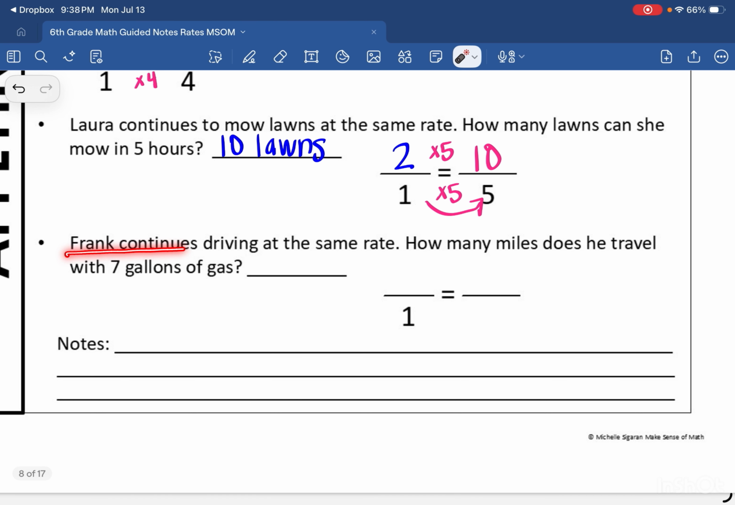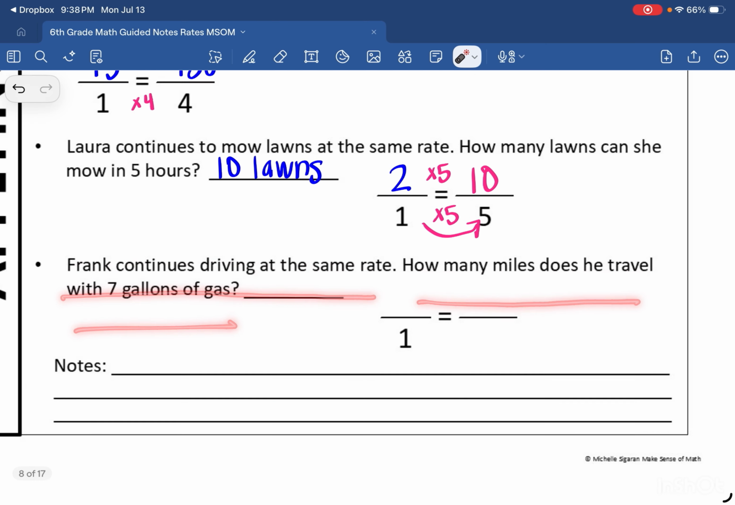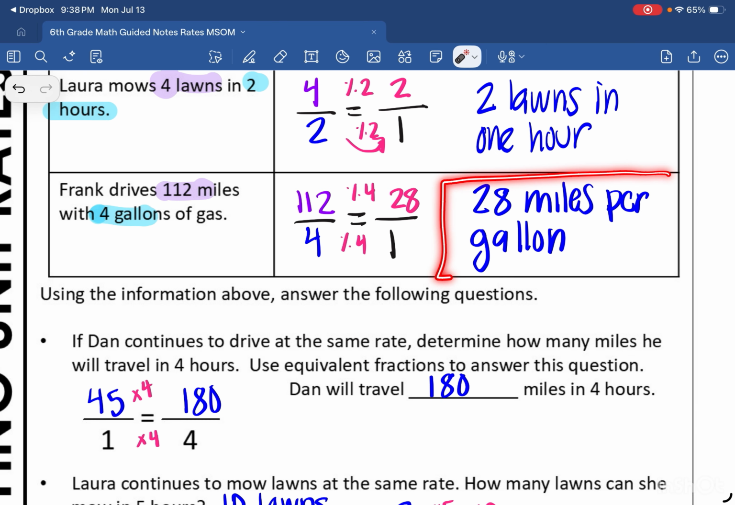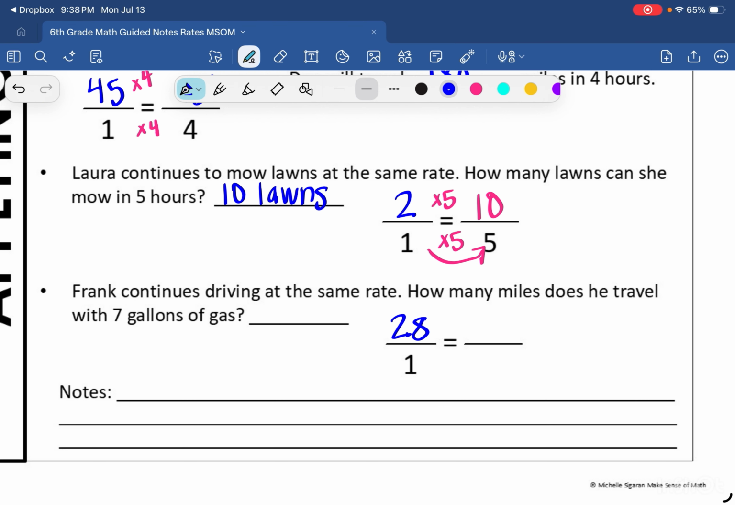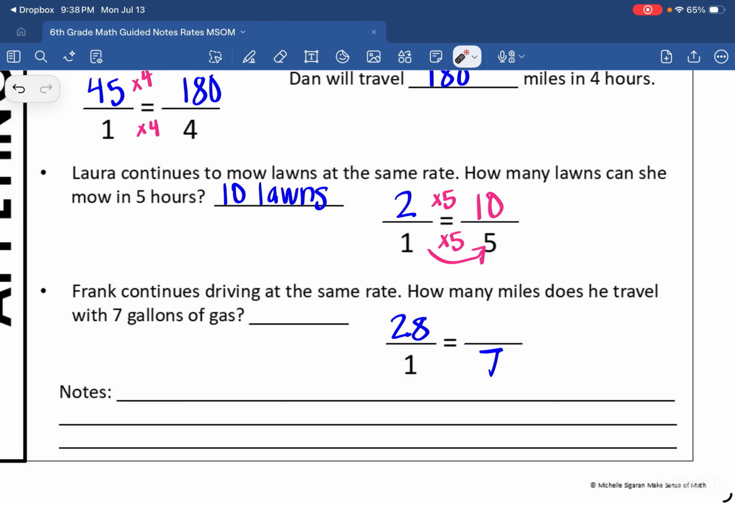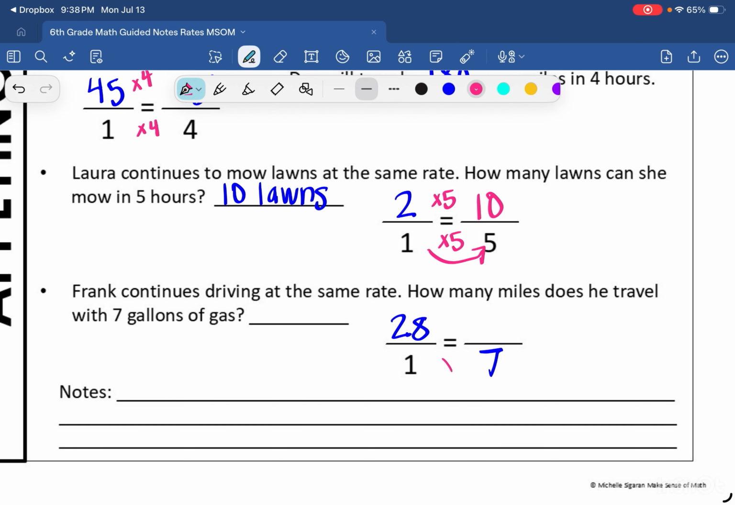Frank continues driving at the same rate. How many miles does he travel with 7 gallons of gas? Figured out that he gets 28 miles per gallon. I want to figure out how many for 7 gallons of gas. How do I get from 1 to 7 using multiplication or division? I will multiply by 7, multiplying 28 by 7 as well, and I get 196. So with 7 gallons of gas, he can travel 196 miles.